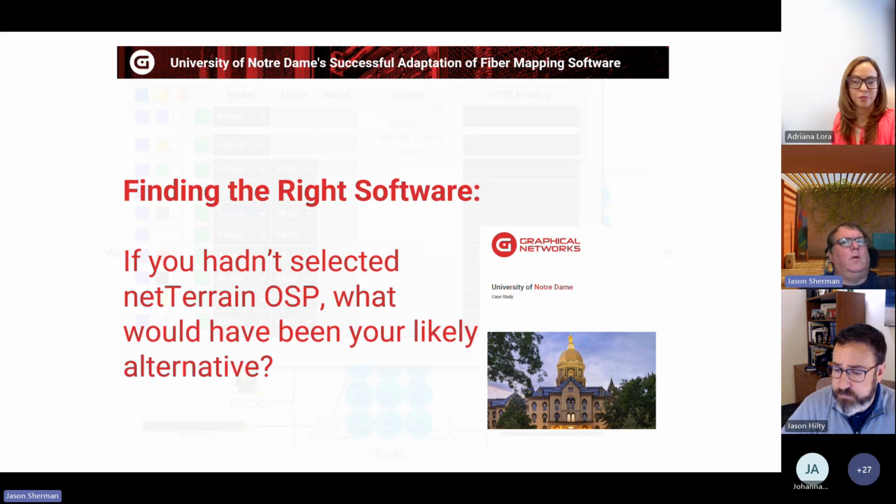Moving on with some of the questions. If you hadn't selected, let's say, NetTerrain outside plant, what would have been the alternative? And maybe I shouldn't just say NetTerrain outside plant. If you hadn't selected a software product, did you have other things in mind of what to use or to do? I'll let you talk to that experience.